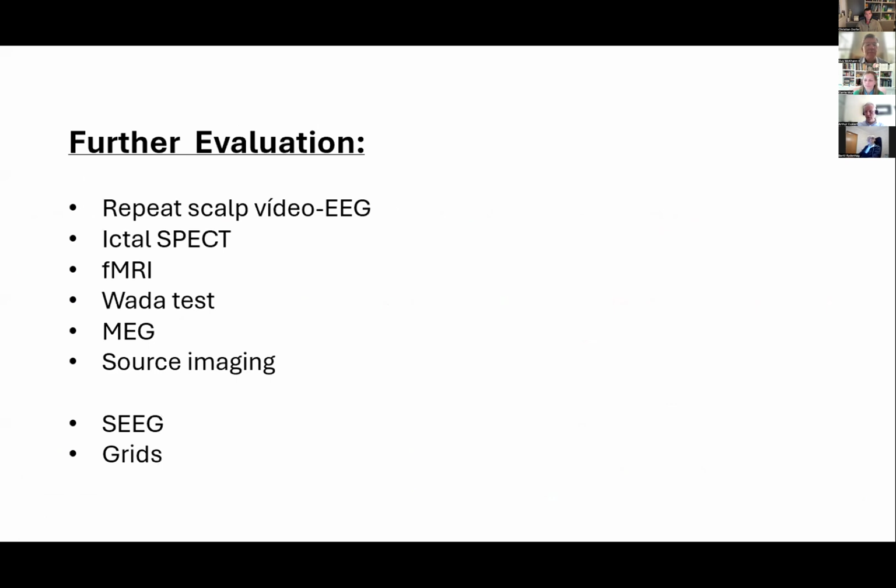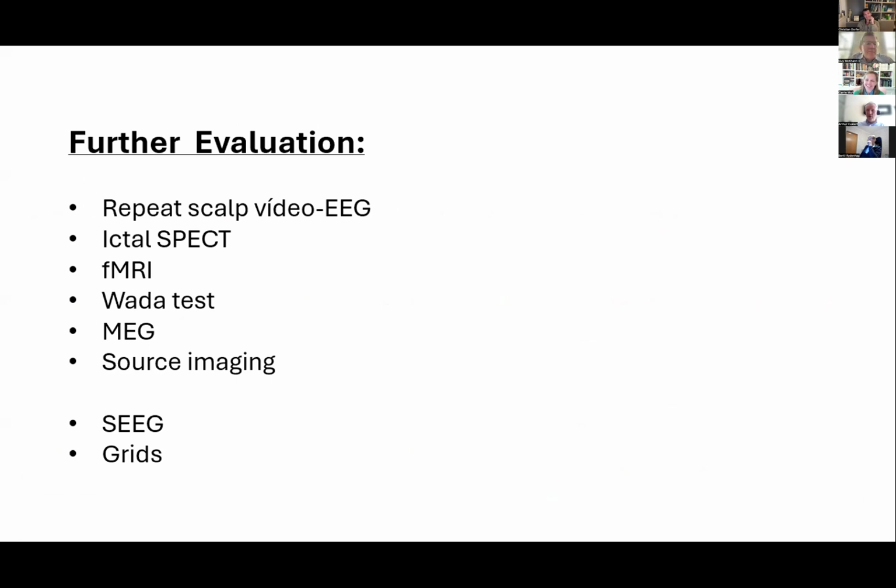And any other tests that you feel would be interesting? Because I got the feeling that other than SEEG, you are not interested in anything, right? A WADA, if you don't know for sure if it's dominant. A WADA, if it tells you it's non-dominant, great, then you could just do a big resection.